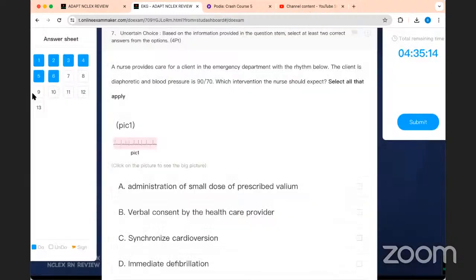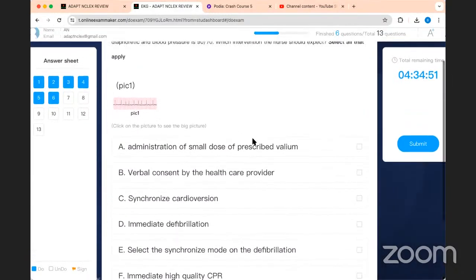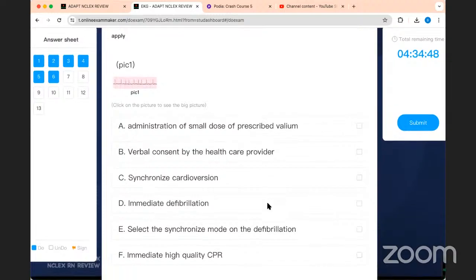Now, I've given you the answer by identifying the rhythm for you. So this is AFib. But it's not just AFib. It has this associated with it and this associated with it. Therefore, select or apply. What action should the nurse take? So what action would you think the nurse should take? Administer small dose of prescribed Valium, verbal consent by the healthcare provider, synchronized cardioversion, immediate defibrillation. Select the synchronized mode on the defibrillator, immediate high quality CPR.